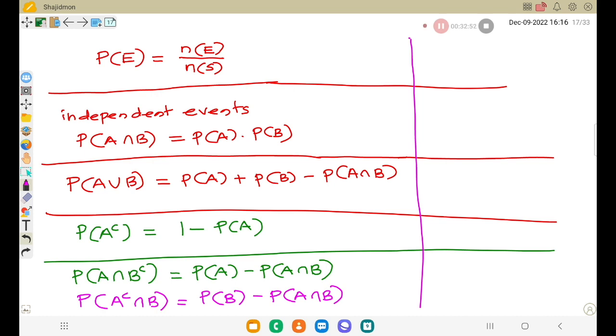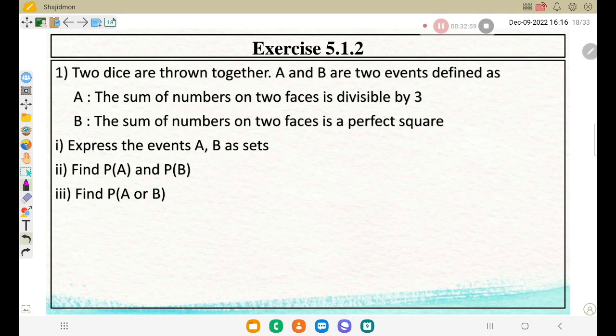In exercise 5.1.2, these ideas you can memorize. Okay, now we will go to the exercise. The first question. Okay, so you can see the exercise 5.1.2. Two dice are thrown together.